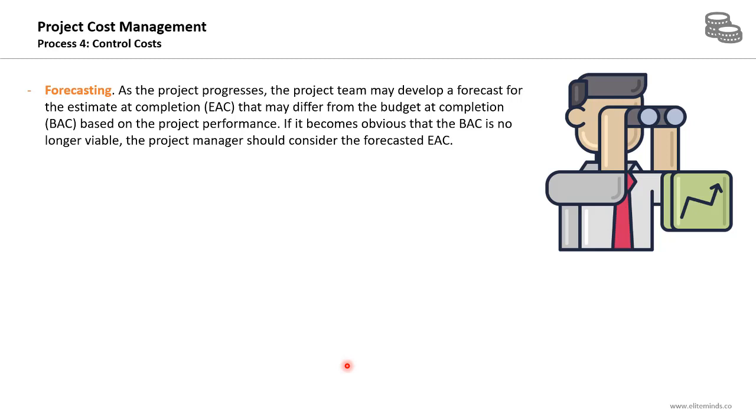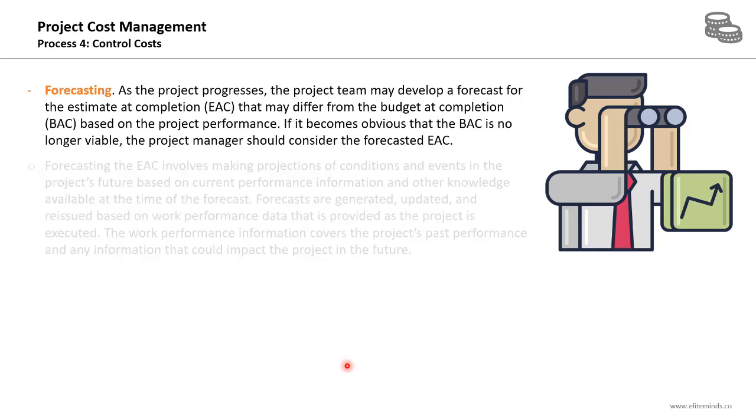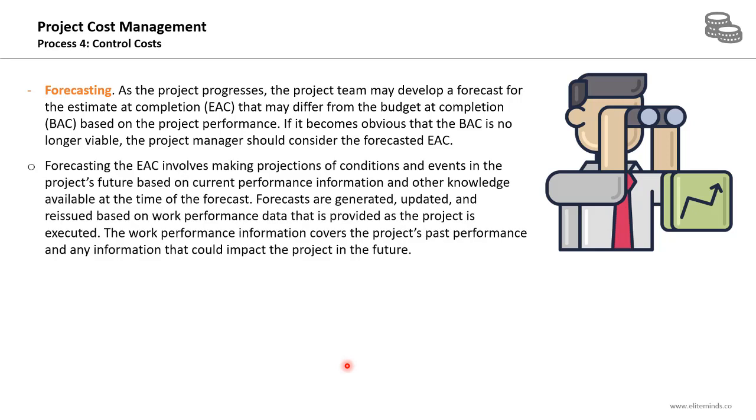If it becomes obvious that the budget at completion is no longer viable, the project manager should consider the forecasted estimate at completion. Now, forecasting the estimate at completion involves making projections of conditions and events in the project's future based on current performance information and other knowledge available at the time of the forecast. Forecasts are generated, updated, and reissued based on the work performance data that are provided to this process from the execution processes.